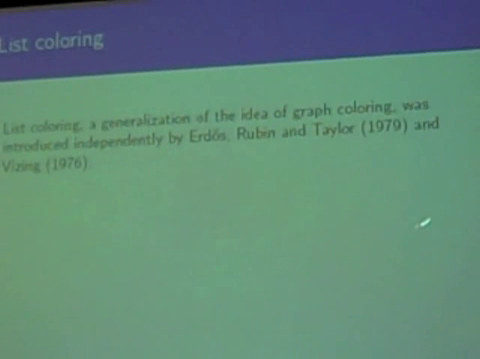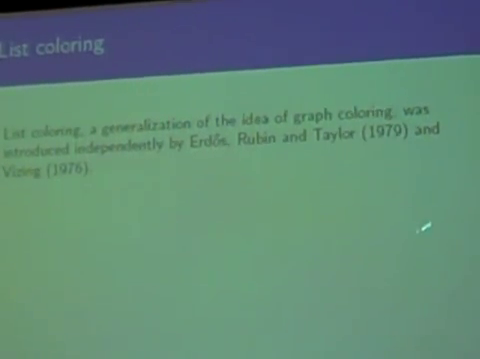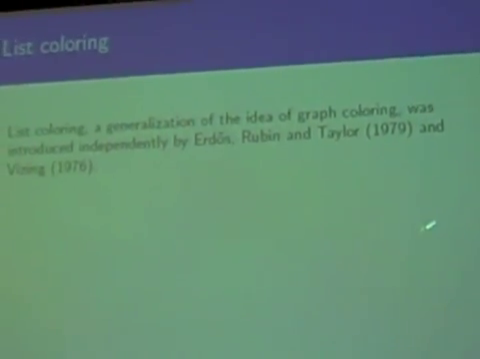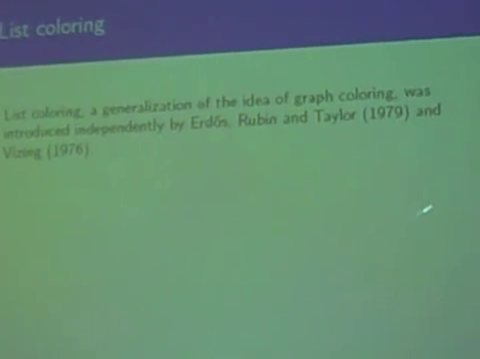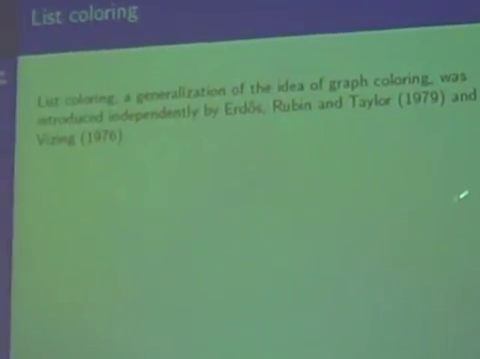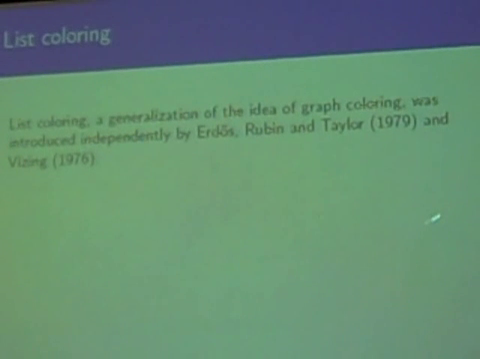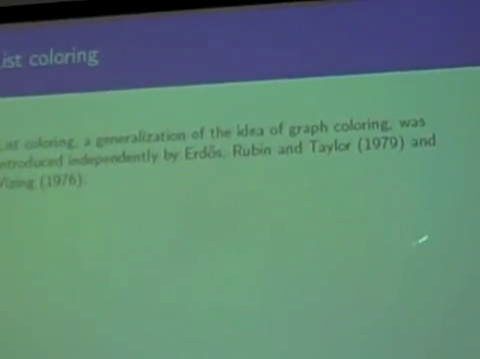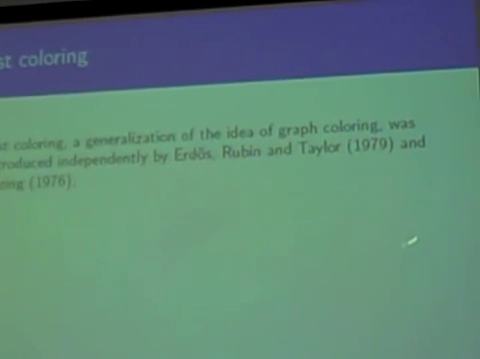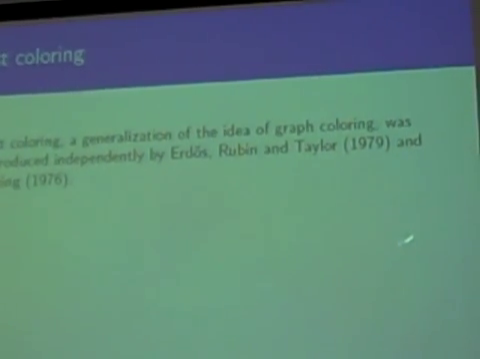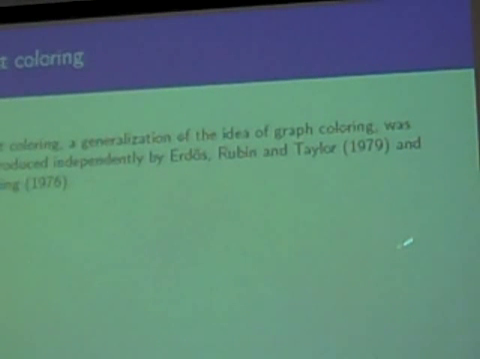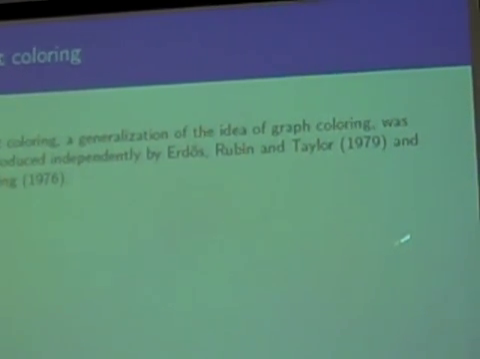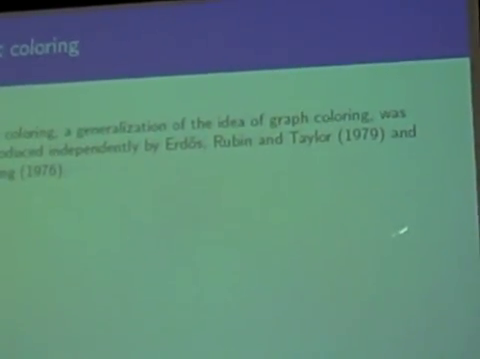So I mentioned earlier that the research I'm working on has to do with list coloring. List coloring is a generalization of the idea of vertex coloring, and it was introduced independently by Erdős, Rubin, and Taylor in 1979 and Vizing in 1976. So it's been around for some time.